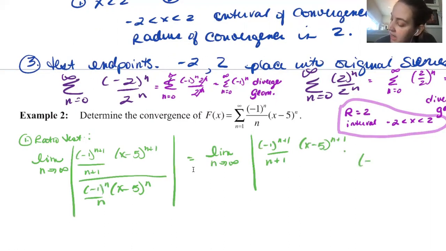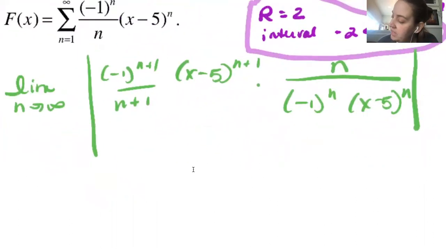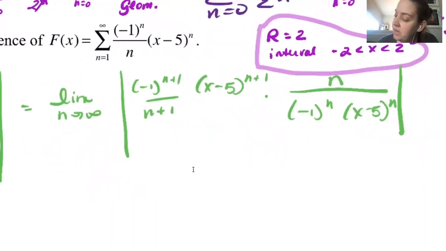This is a negative 1 to the n. This is an x minus 5 to the n. And this is my n in the numerator. A lot going on there. Let's just focus on one thing at a time here. What's going to cancel out?